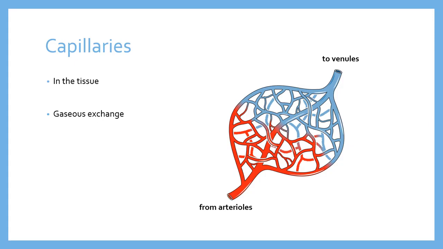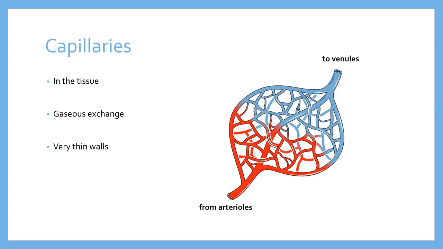So gaseous exchange takes place at the capillaries. It doesn't take place through the arteries. It doesn't take place through the veins. It happens at the capillaries, and that's why we have this capillary network all in and around the tissue, so this gaseous exchange can take place. Well, how does it take place? It takes place because these capillaries have very thin walls. In fact, for the most part, these capillaries are a single cell thick. And so that really enables that gaseous exchange to take place rapidly.